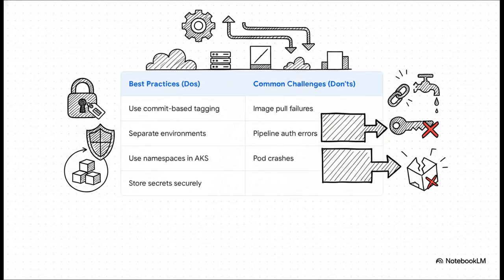For example, want to avoid frustrating image pull failures? Easy. Use unique commit IDs to tag your container images. Worried about authentication errors? Just make sure you separate your dev, staging, and prod environments and keep those secrets locked down. And to keep apps from stepping on each other's toes, use namespaces in AKS. Seriously, following the do's is the absolute best way to avoid the don'ts.